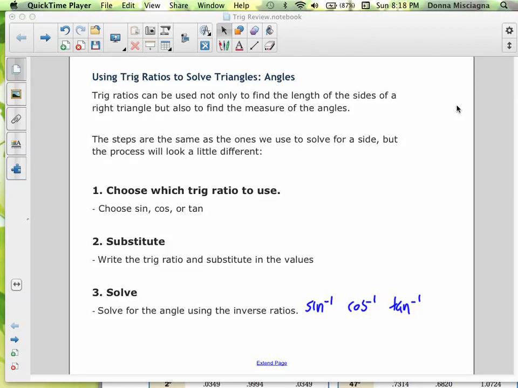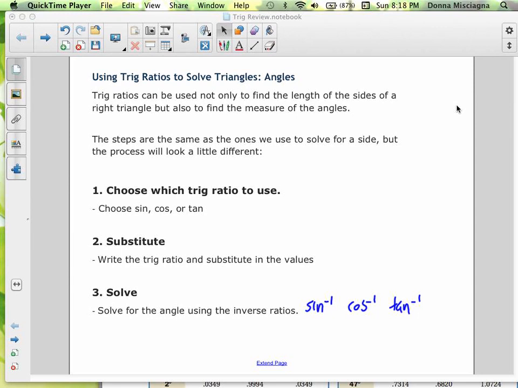Using trig ratios to solve triangles. Angles. Trig ratios can be used not only to find the lengths of sides of a right triangle, but also to find the measure of the angles. The steps are the same as the ones we use to solve for a side, but the process will look a little different.